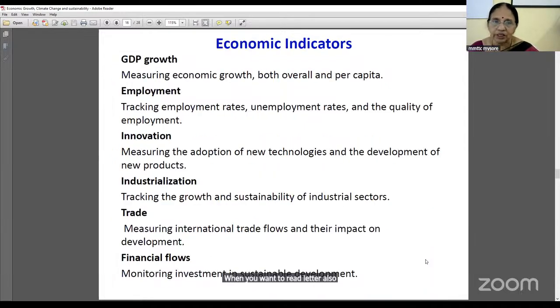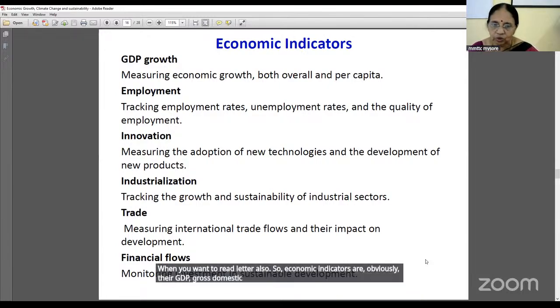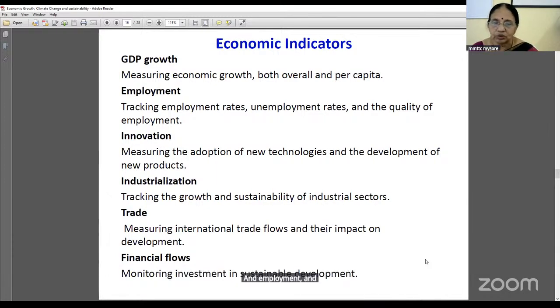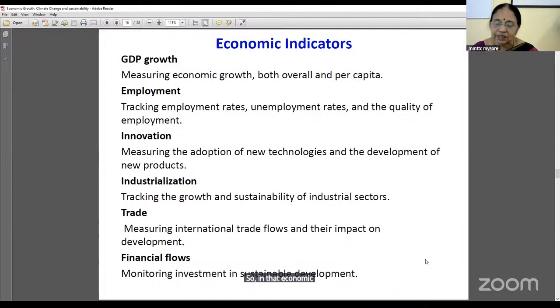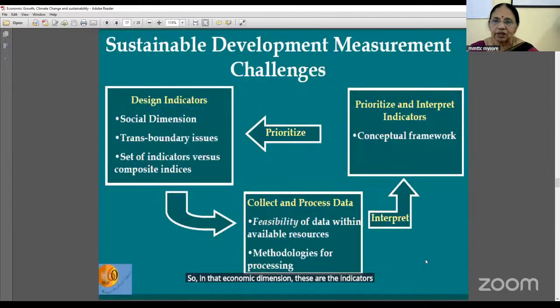The economic indicators are obviously GDP, gross domestic product, growth, and employment, and innovation. As I told you, innovation means measuring the adoption of new technology and development of new products, and industrialization, trade, and financial flows. All these are what are called the economic indicators. As I told you, there are 3 dimensions. So in that economic dimension, these are the indicators for economic development.